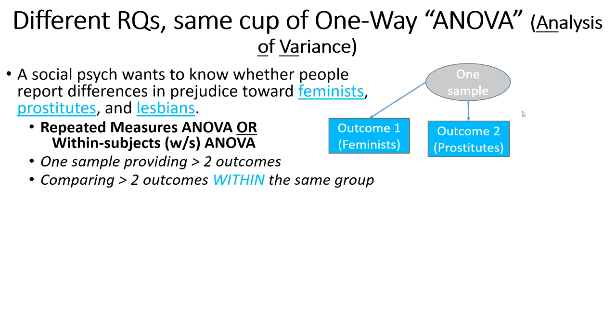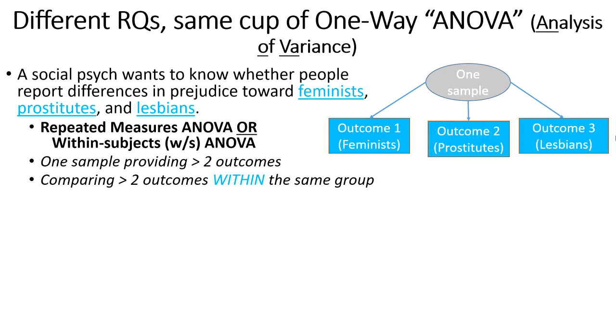And so here we just add an arrow and add a box. And yes, it's really that simple. So again, conceptually not that big of a leap here, from the paired sample t-test, 1 sample, 2 outcomes, to within subjects ANOVA, where we have 1 sample and 3 different outcomes.